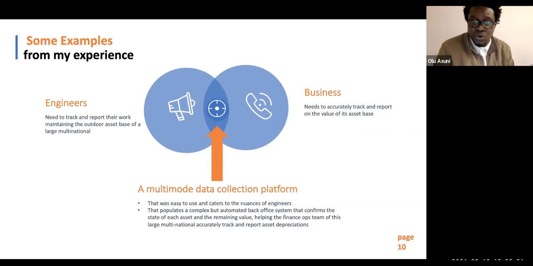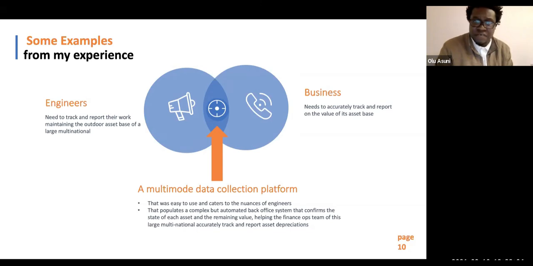A solution that was co-created was a multi-mode data collection platform that was easy to use and that caters to the nuances of engineers. Apologies to all engineers here. Engineers could be quirky, but no hard feelings. And on the back end, this data collection tool works seamlessly to also populate a complex but automated back office system that confirms the state of each asset and the remaining value, helping the finance ops team of this large multinational accurately track and report asset depreciations.